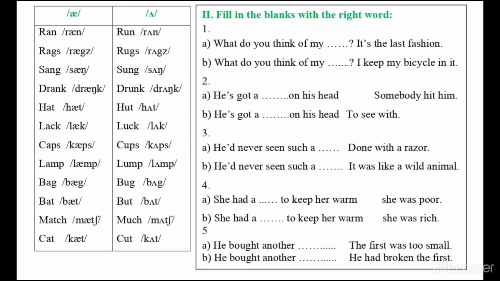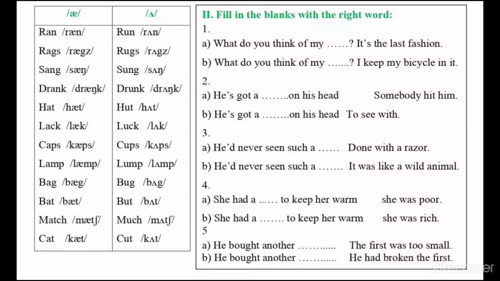Number 2. A. He's got a gap on his head. Somebody hit him. B. He's got a gap on his head to see with. So which pair are we going to use? Yes, it's lamp and lump.